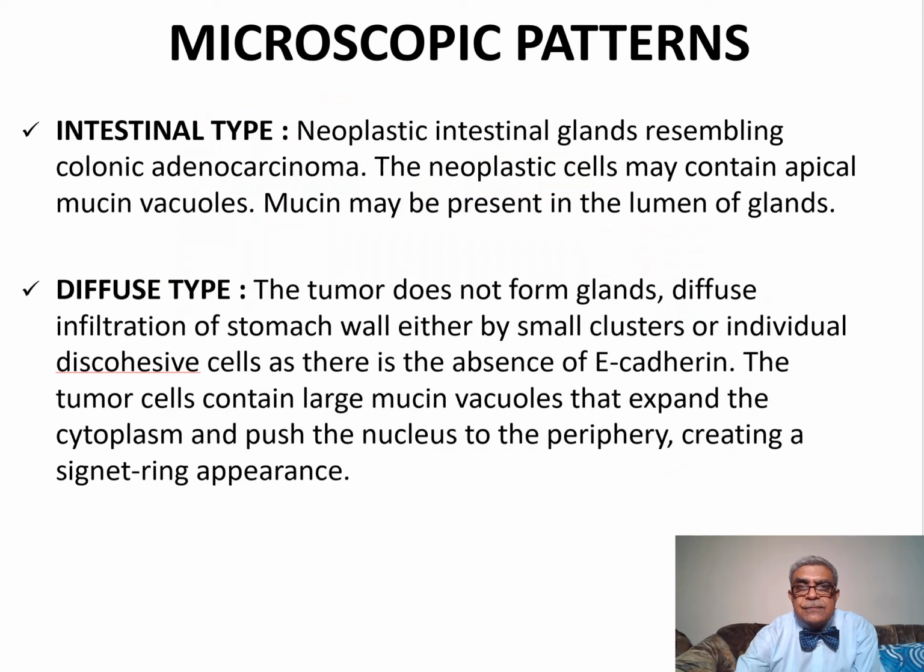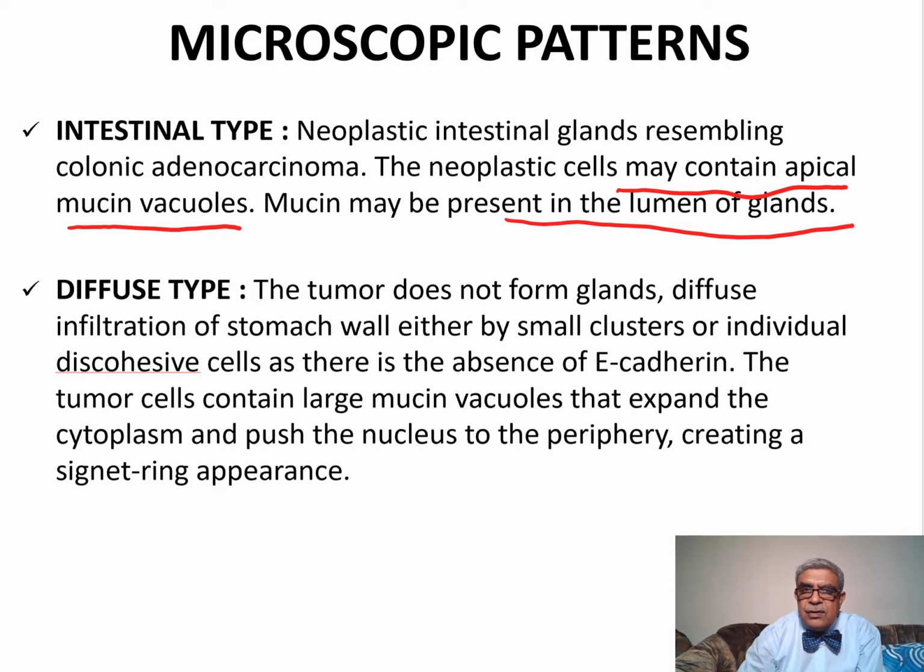Now, microscopic patterns, intestinal type: neoplastic intestinal glands resembling those of colonic adenocarcinoma. The neoplastic cells may contain apical mucin vacuoles, and mucin may also be present in the lumen of the glands. A very important point is that in the intestinal type, the tumor resembles colonic adenocarcinoma. That is, the adenocarcinoma of the stomach looks like colonic adenocarcinoma, and the neoplastic cells contain apical mucin vacuoles, and mucin may be present in the lumen of the glands.